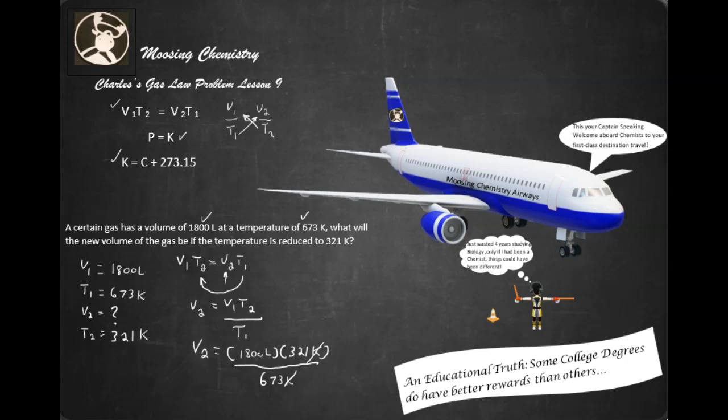Well, let's go ahead and get a calculator real quick. Let's see here. We got 1,800 times 321. And that's going to give us a big number, which is going to be V2 equals 577,800. And that's going to be liters. And then we're going to divide that by 673. All right, so we're going to divide that number by 673.